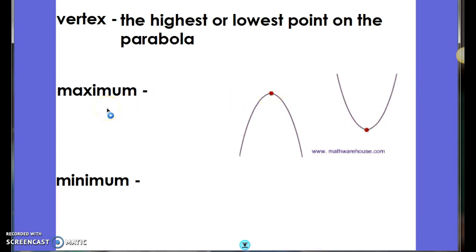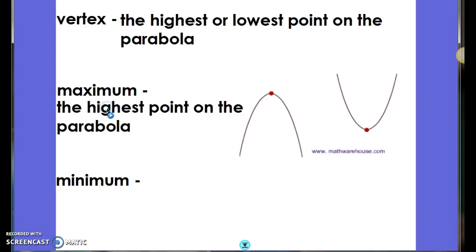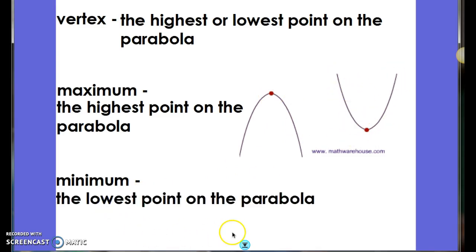When we have a vertex, we have either a maximum value or a minimum value. You cannot have both a maximum and a minimum. You have one or the other. The maximum value is the highest point on the parabola. So if my parabola opens down, I have a maximum value. It's that highest point on my parabola. If my parabola opens up, I have a minimum, which is the lowest point on the parabola.